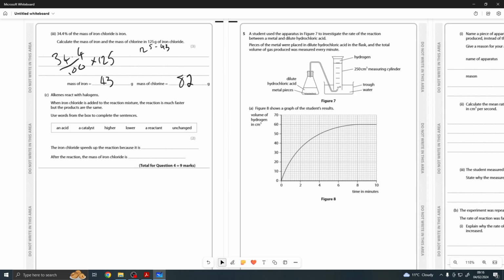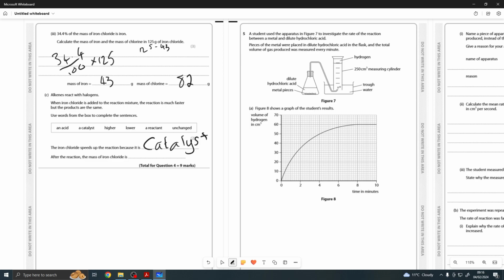So 1 mark of each. It says, alkenes react with halogens. When iron chloride is added to the reaction mixture, it's much faster, but the products are the same. Use the words. The iron chloride speeds up the reaction because it is a catalyst. That's something that speeds up reaction, isn't it?